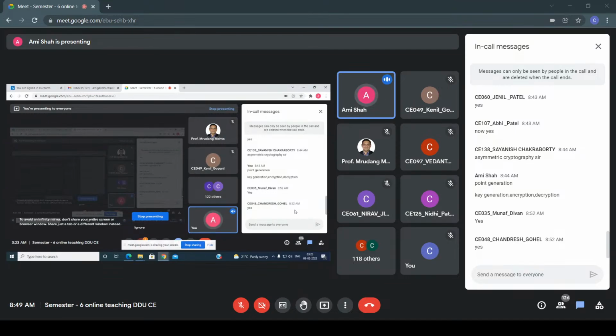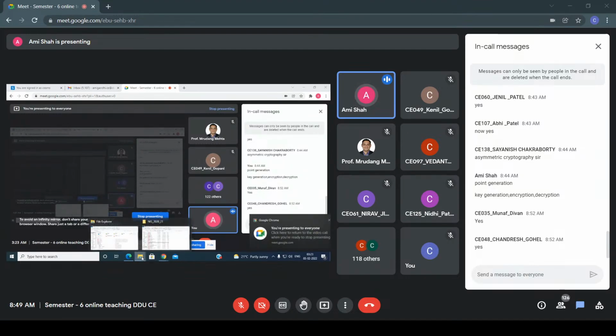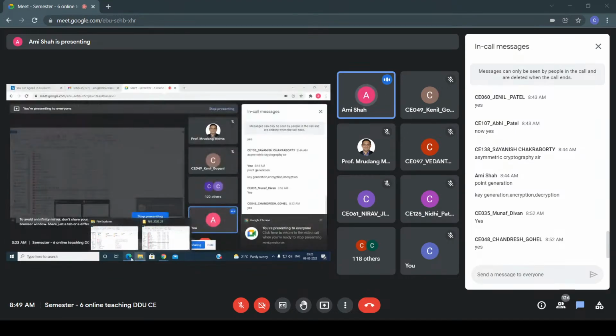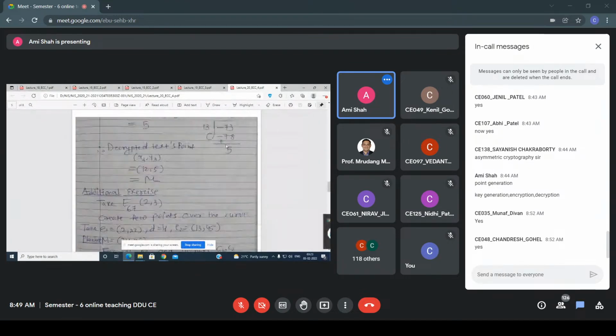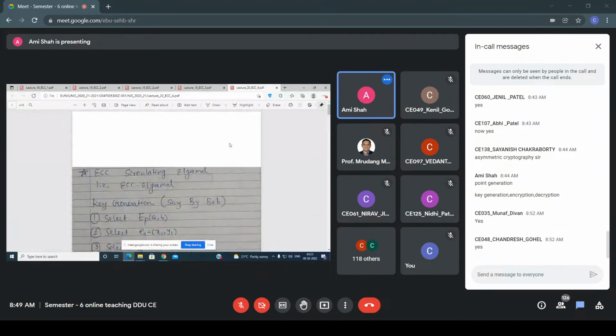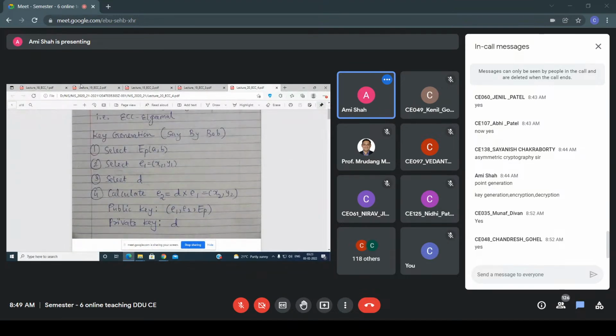Okay. Now, once it is done, then after that what do you have to do? The next task is key generation. Okay. Now that part I will show you. Now, in key generation, what do you have to do?